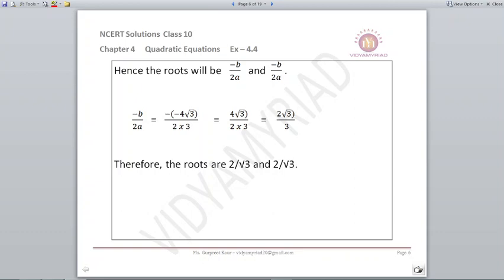Put the values of b and a, and you will get 2 root 3 upon 3 as your answer, which can be further written as 2 upon root 3 as your final answer. You can also leave it at 2 root 3 upon 3.